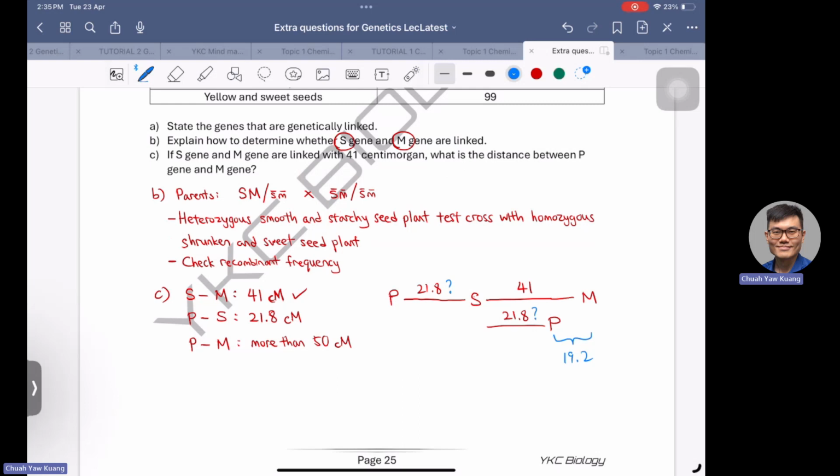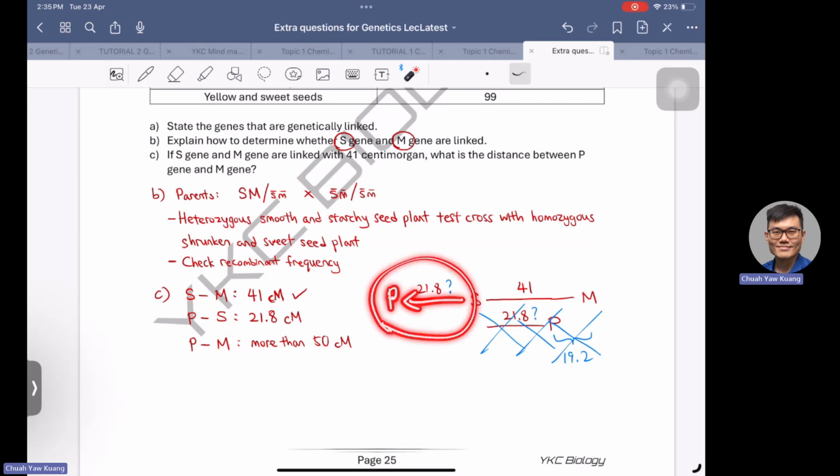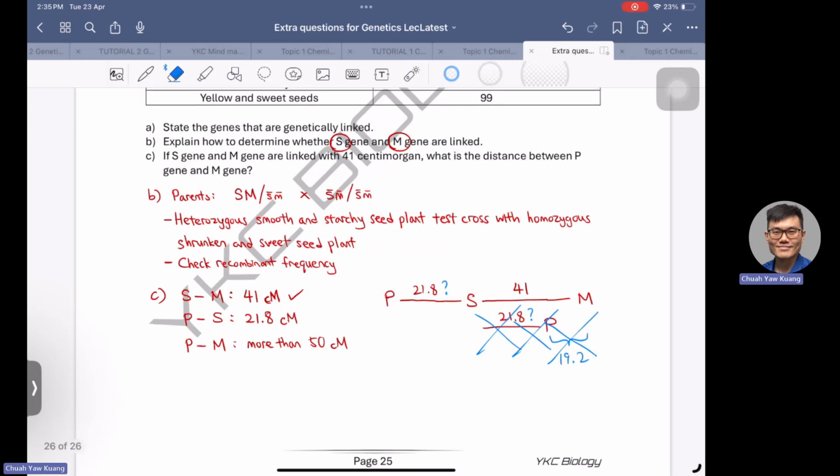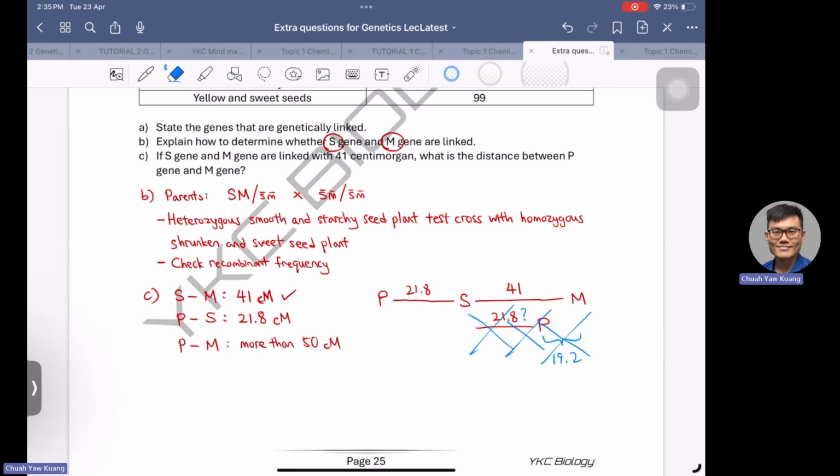But obviously, based on the calculation just now, we know it's more than 50, so this is definitely out. So that means the P gene must be towards the left side of the S gene. Now we can confirm. No need to put a question mark already.